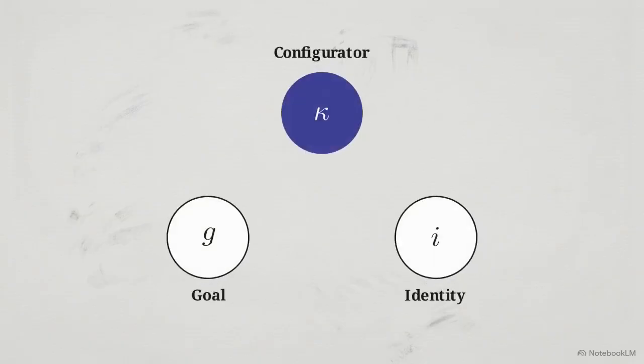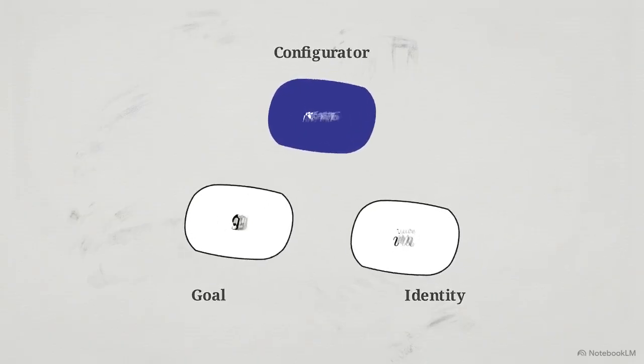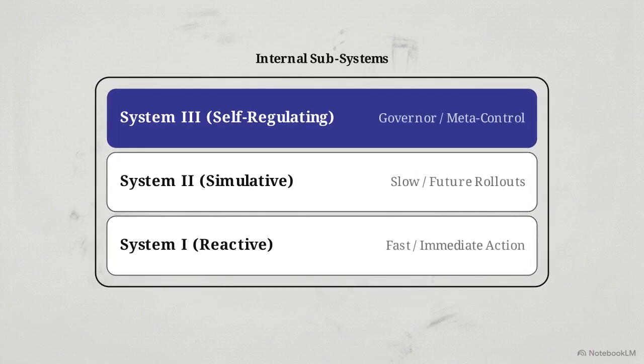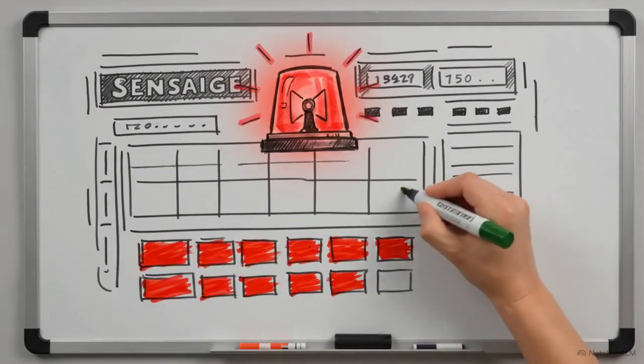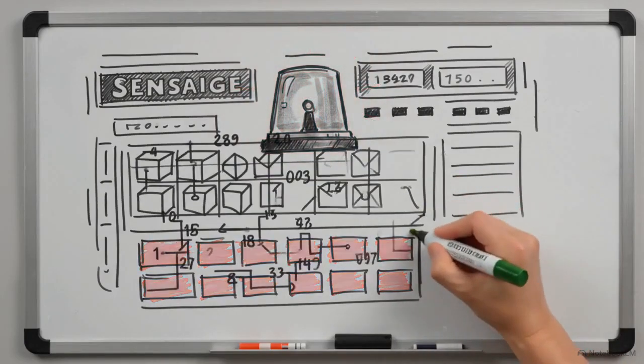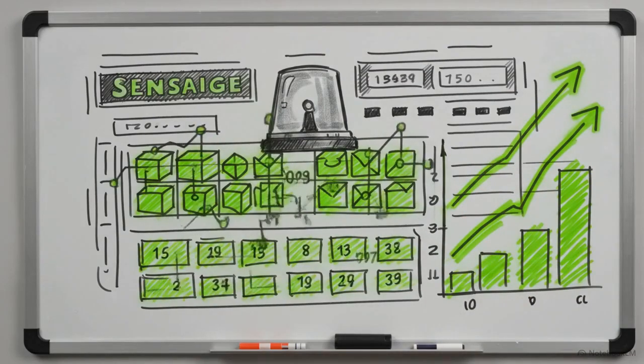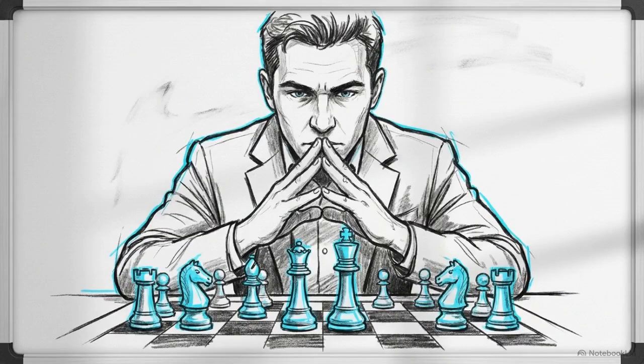The paper proposes the GIC architecture, Goal Identity Configurator, to solve this compute problem by splitting decision-making into 3 internal subsystems. System 1 is the reactive actor. It handles routine execution and immediate emergency corrections, firing instantly without deliberation. System 2 is the simulative planner. It engages when the model faces high-stakes, novel situations, requiring deep counterfactual evaluation and rollout prediction.